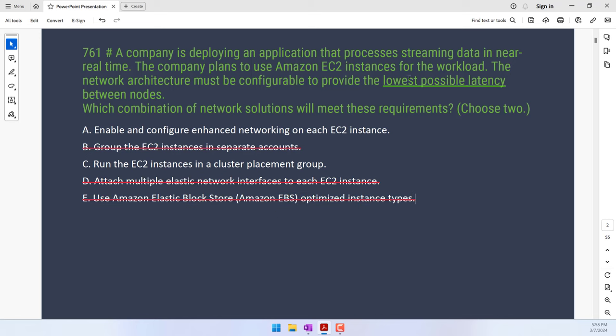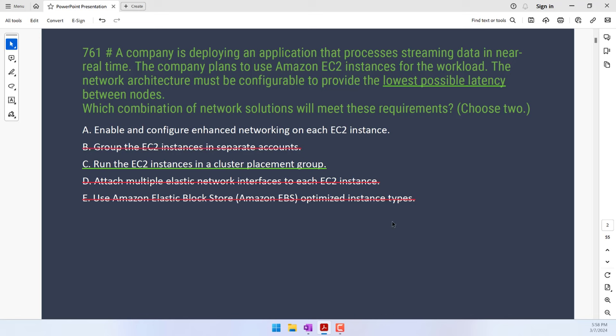So whenever they ask you a question about low latency between EC2 instances, you should be thinking about placement groups, which is what option C is talking about. Run these in cluster placement group. Okay, what is a cluster placement group?